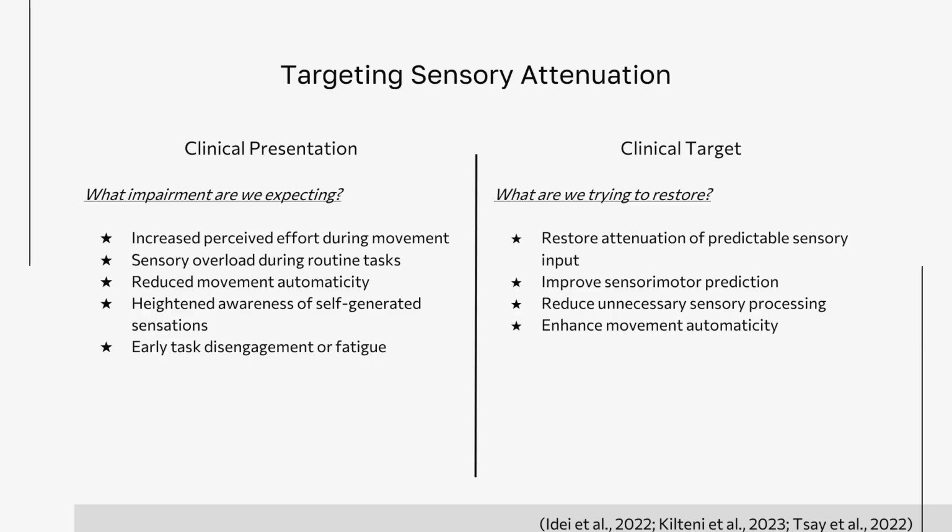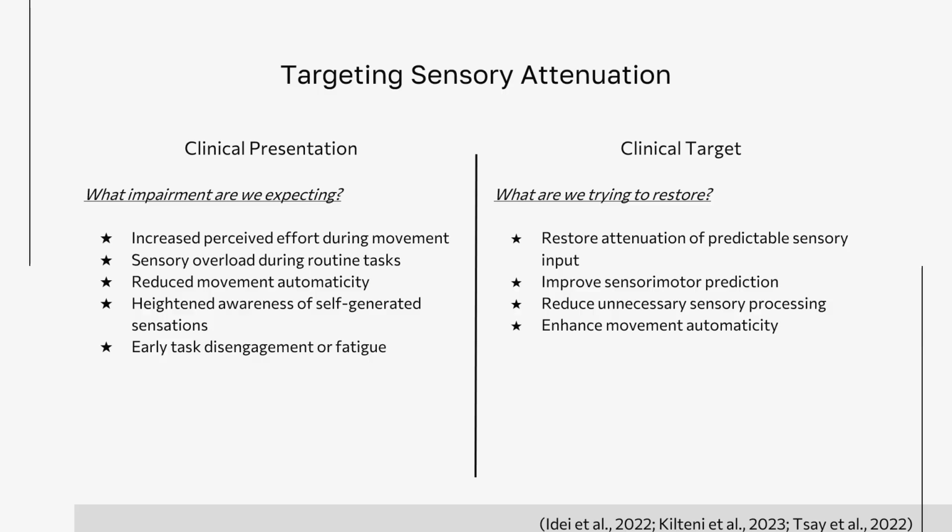We're seeing that increased perceived effort during movement. What they expect to happen takes much more effort than what actually happened. There's sensory overload during routine tasks, where the routine task gets more and more difficult. The noise of processing becomes louder and louder and louder. There's reduced movement automaticity because there is a dependence on feedback, overtaxing that sensory reweighting system.